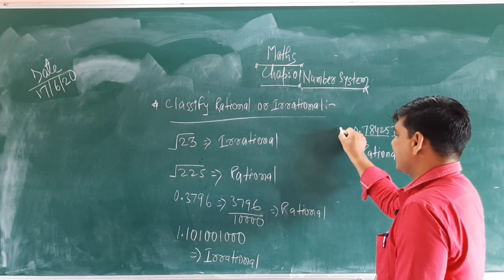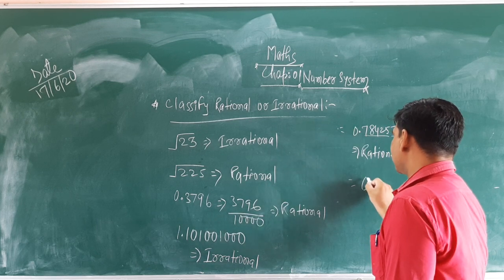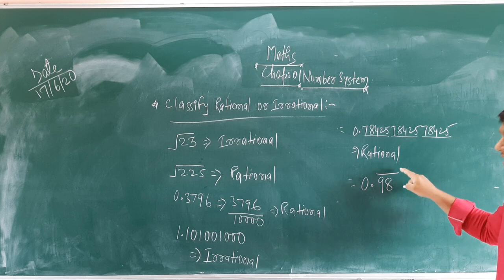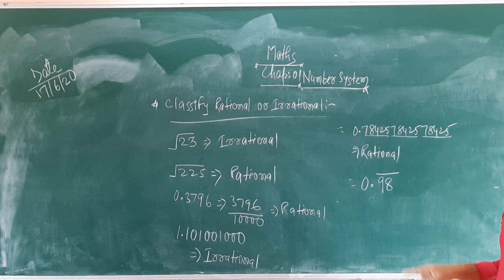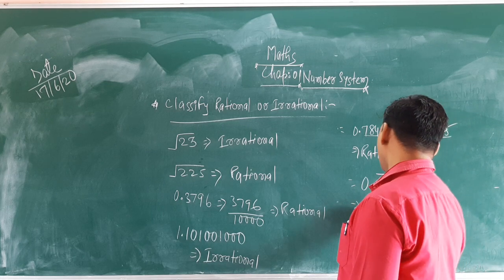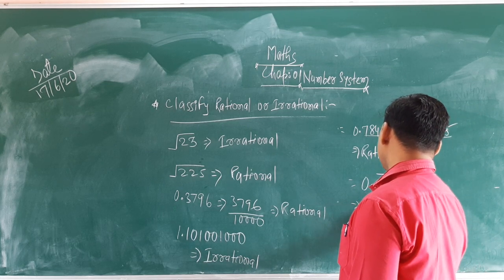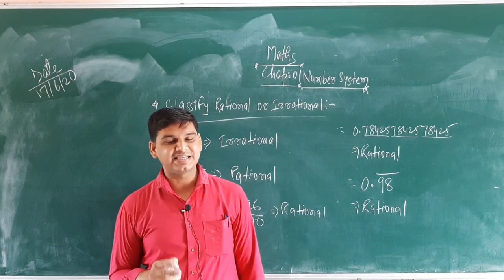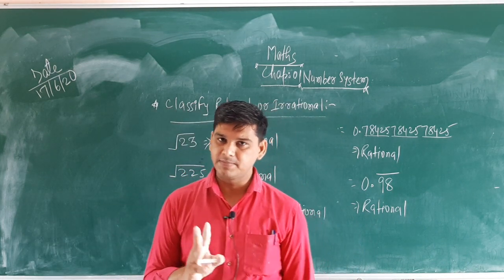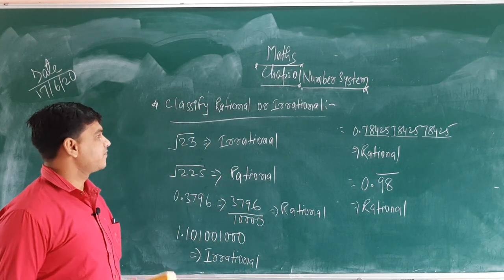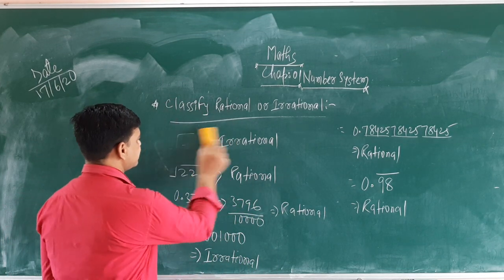If a bar sign is there, like 0.98 with a bar, it is always in the form of a rational number, because the same number is repeated a number of times. So it is always a rational number. So it is very easy to classify whether a number is rational or irrational. Simple form. Okay.